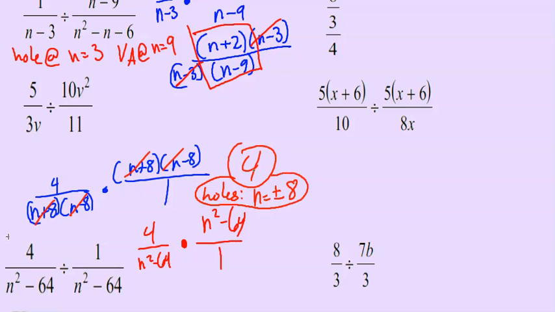And there's no vertical asymptotes since there's no variables in the denominator after canceling out the wholes. All right, finish the rest of this page and then move on to the next page.